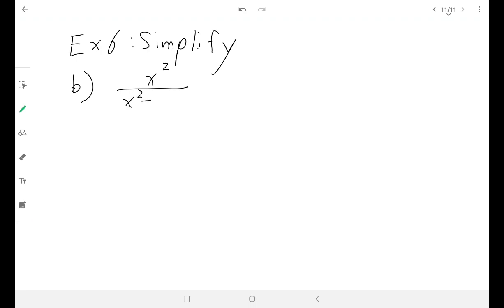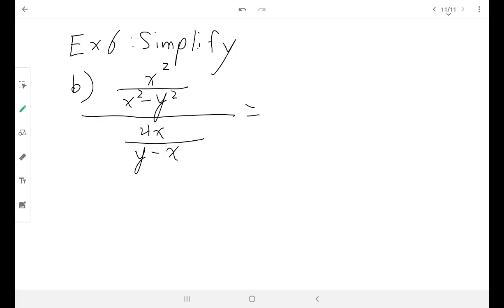So this is example 6, still simplifying. And this is part B now. And we're going to do x squared over x squared minus y squared, all of that over 4x over y minus x. So this is just one with some tricky stuff here. It's just tricks. It's not really anything new.